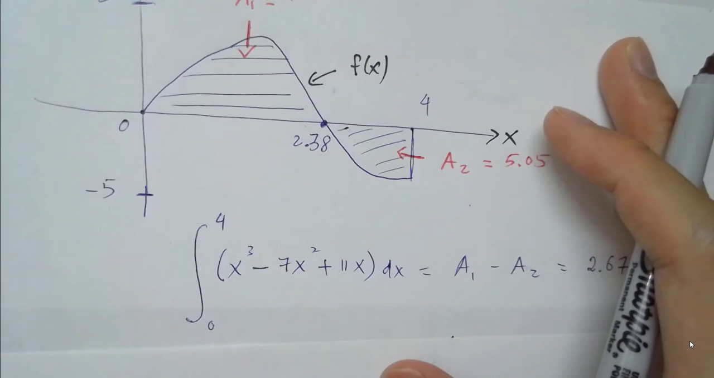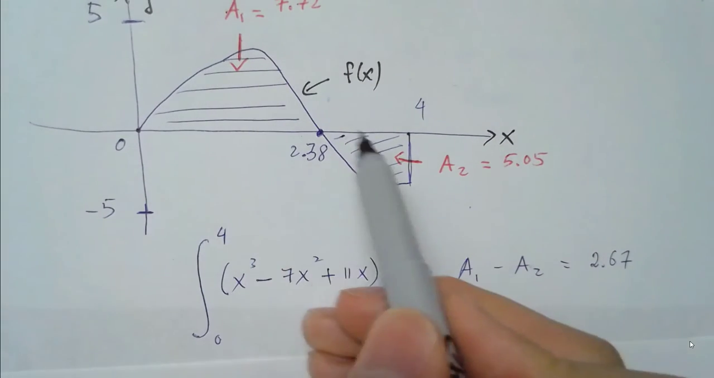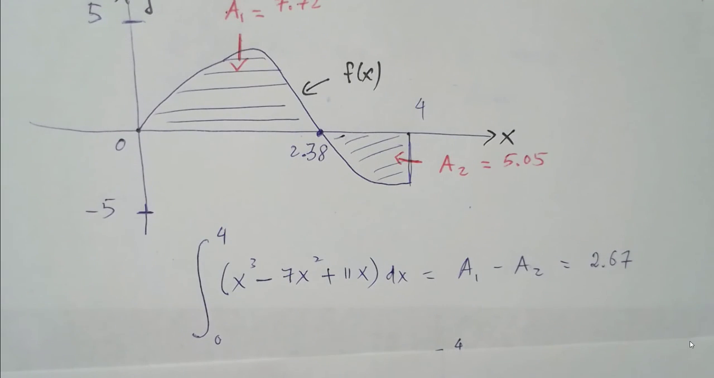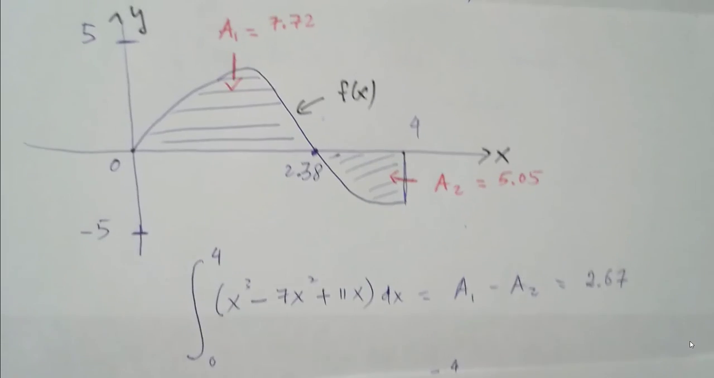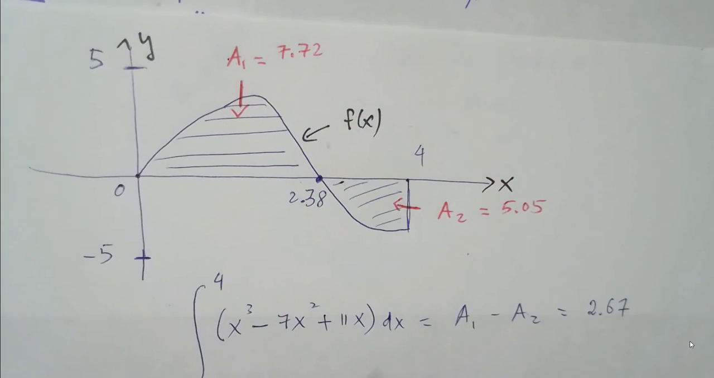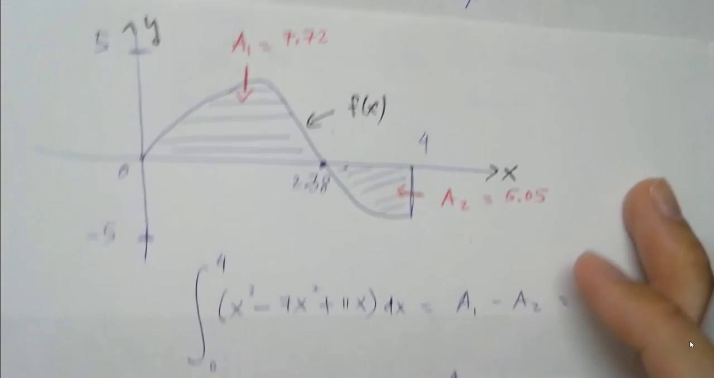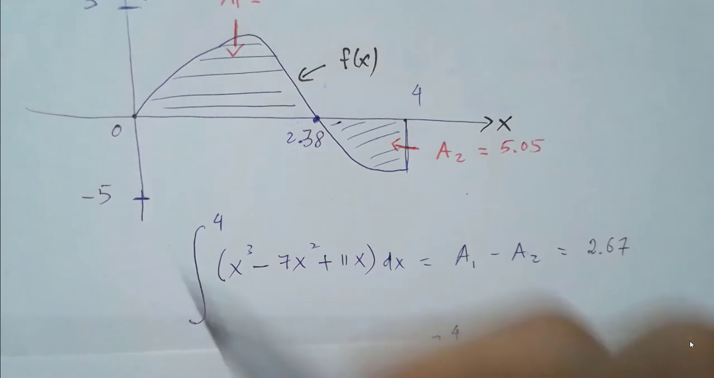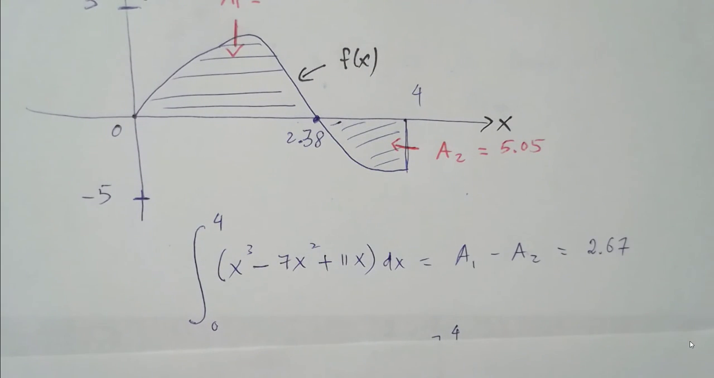Therefore, the integral from 0 to 4 is simply the summation of these two areas. However, because the second portion, A2, is below the x-axis, we have the minus sign for that instead of the plus sign. So at the end, the whole integral from 0 to 4 is simply 7.72 for A1, subtract 5.05 for A2, and that should be 2.67 for the overall integral from 0 to 4. Now, that is how we explain the integral in terms of area, but how do we actually solve the problem by the formula, by calculus?